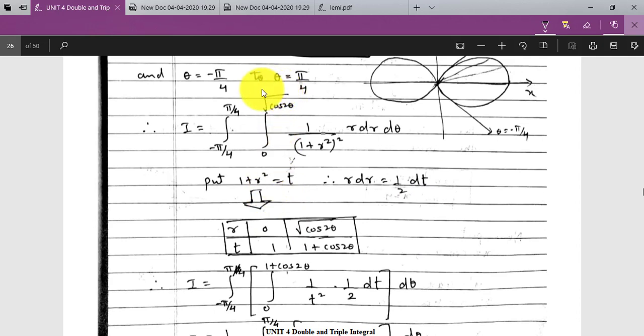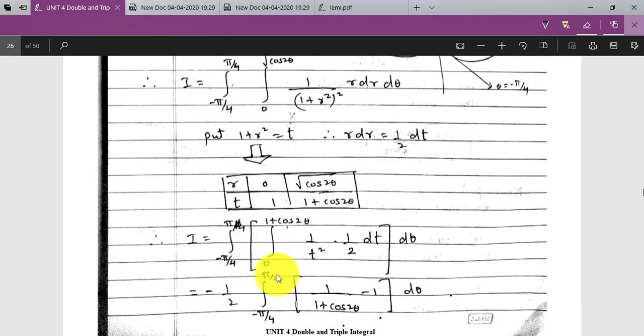Now see here, I need to change the limit also, because I am substituting it for t. When r is equal to 0, what will happen to t? It will turn out to be 1, right? Because here if r turns out to be 0, then t is equal to 1. Fine. Okay, now when r is equal to square root of cos 2 theta, then it turns out to be 1 plus cos 2 theta here, right?